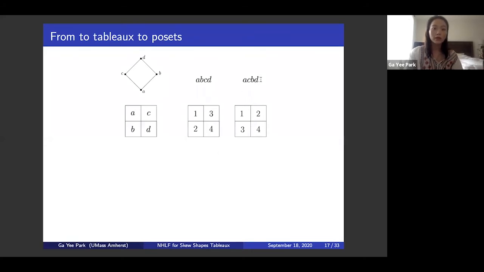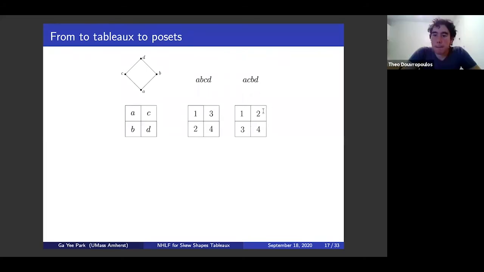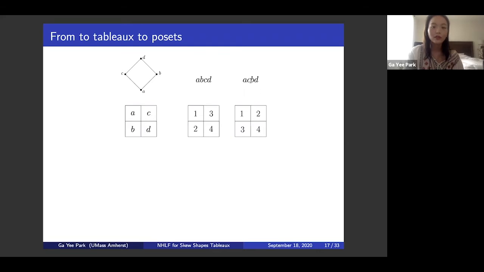And there's another one, ACBD, and same thing. B is in the third position, so the entry of B is 3. C is in the second position, so the entry of C is 2. And indeed, these two standard Young tableaux are the only standard Young tableaux of this shape. And the very fact that A has to come before B and C is equivalent to the entry of A having to be less than those of B and C for the standard Young tableau.